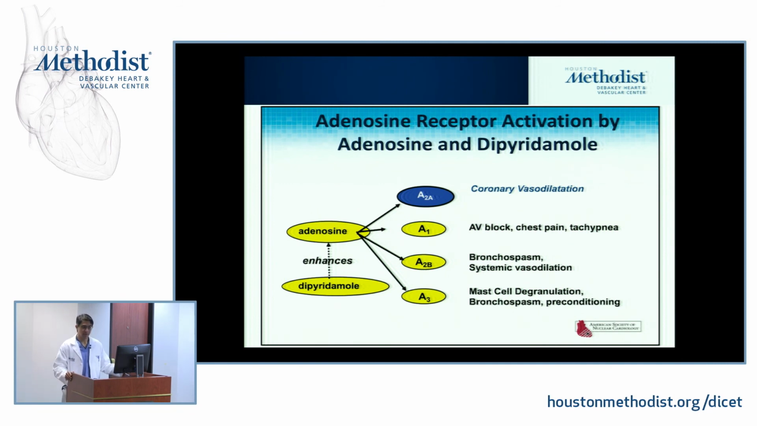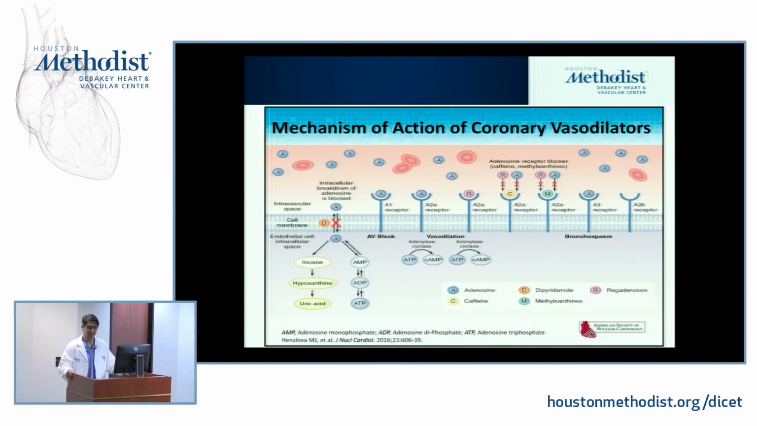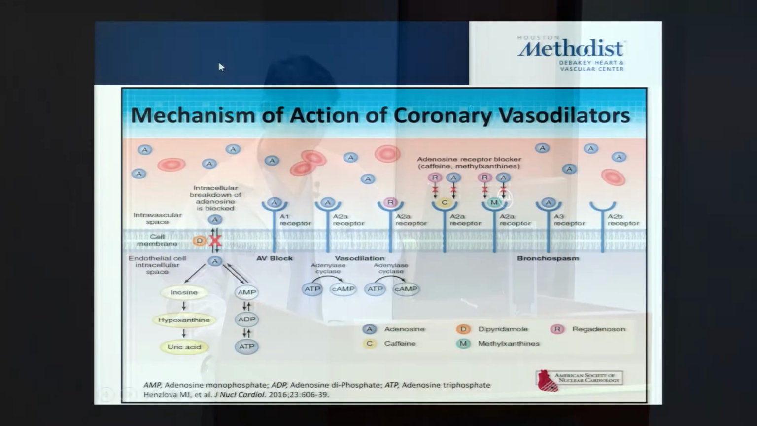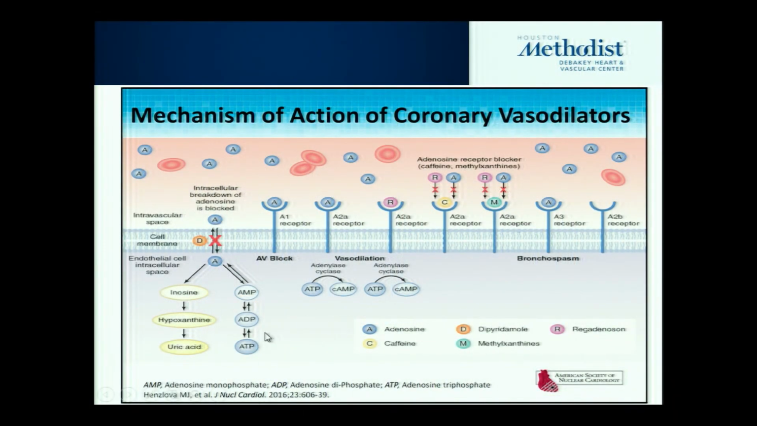But again, the goal here, the reason we use these agents, at least adenosine and dipyridamole, is to get the A2A effect. And unfortunately, the limitation of those agents is that they activate other adenosine receptors. And this is just a graphic, maybe difficult for us to see on the screen, but showing that these vasodilators, again, there's different adenosine receptors. They work through the ATP cyclic AMP pathways.